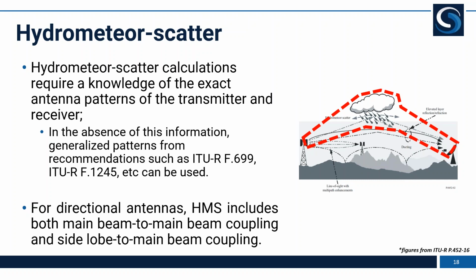It's also important to remember that not only is main beam to main beam coupling possible, but many times side lobes are only 20 to 30 dB lower than the main beam. So side beam coupling should be considered as well.